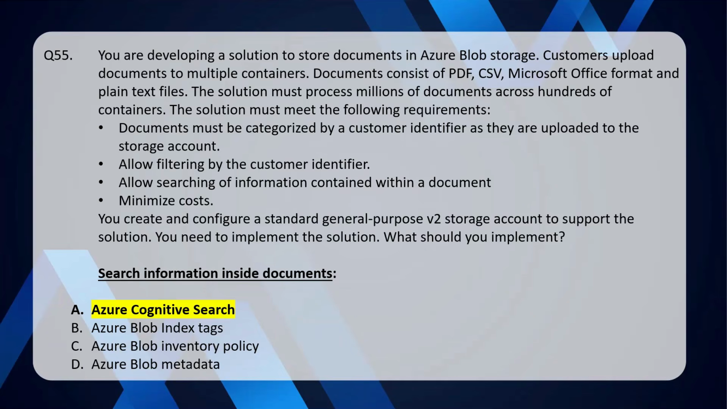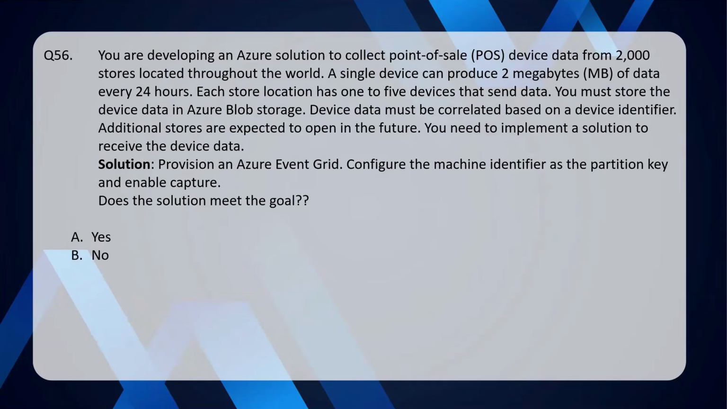Question number 56 of the series. You are developing an Azure solution to collect point of sale device data from 2000 stores located throughout the world. A single device can produce 2 megabytes of data every 24 hours. Each store location has 1 to 5 devices that send data. You must store the device data in Azure Blob Storage. Device data must be correlated based on a device identifier. Additional stores are expected to open in the future.